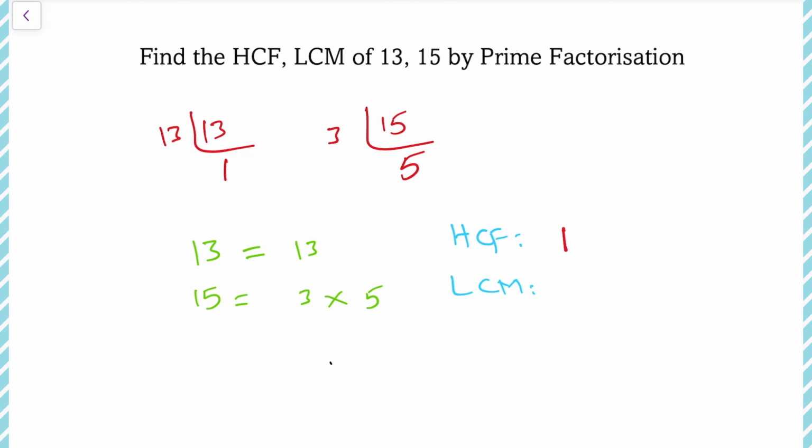Then what about the LCM now? All remaining extra numbers we need to write. Here 13 is extra, so write 13, into 3 is extra, write that 3, into 5 is extra, write that 5 also. So we remain with 13 into 3 into 5. 13 3s are 39, 39 5s are 195. So the LCM of the given numbers is 195.